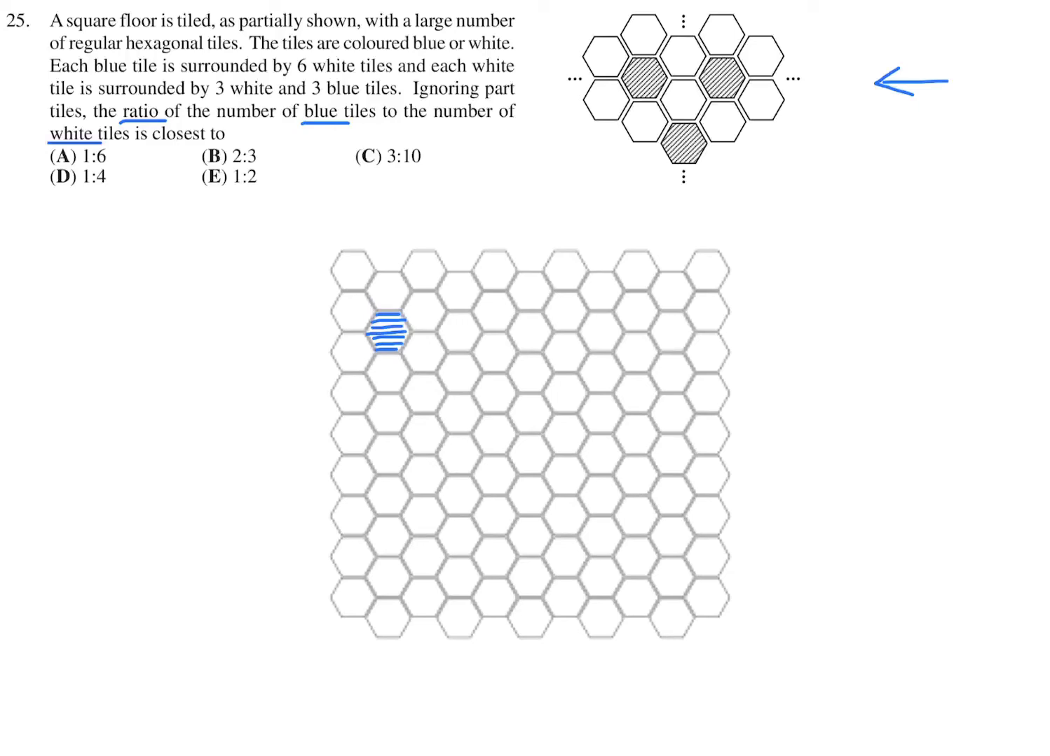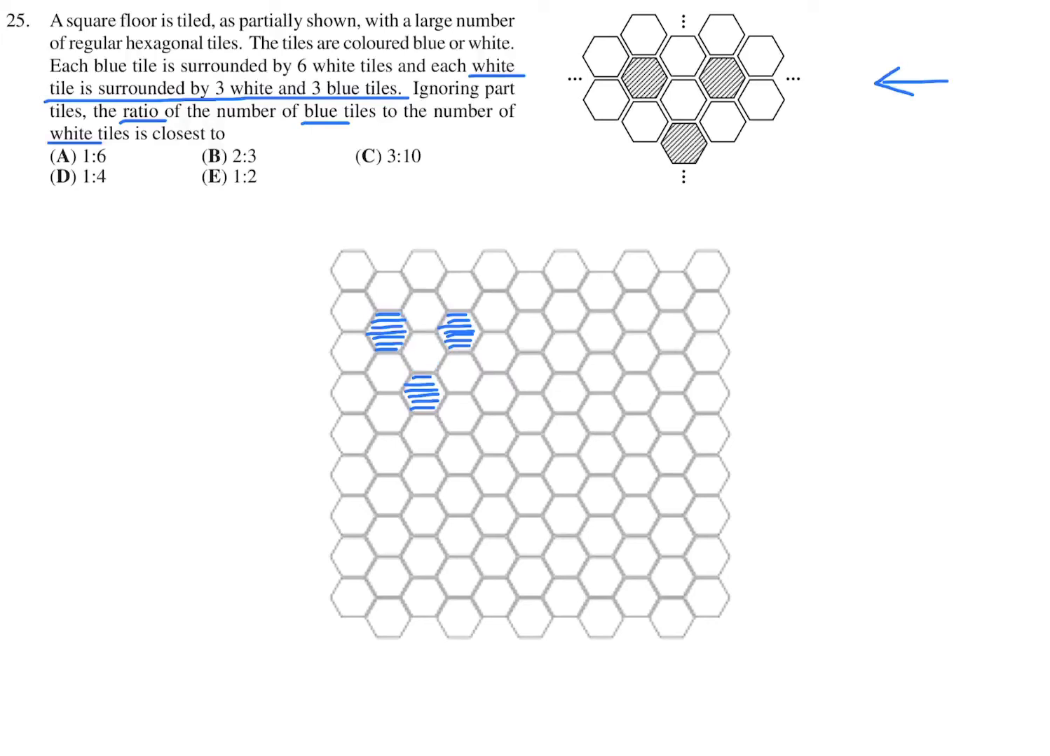But let's keep going here. How about the next one over? It will also be surrounded by 6 white. But now I want to color in one below like that. And the reason is this will allow me to see if the white tile is surrounded by 3 white and 3 blue. So if this is the white tile that I'm looking at, is it surrounded by 3 blue?